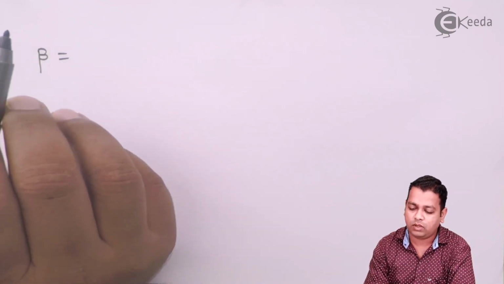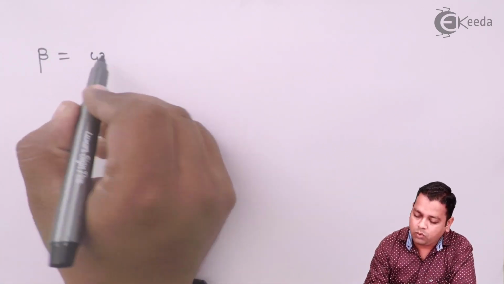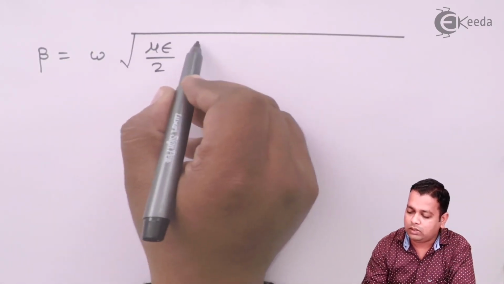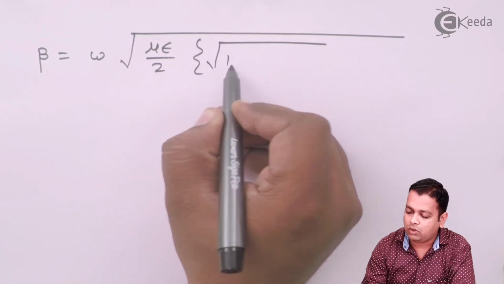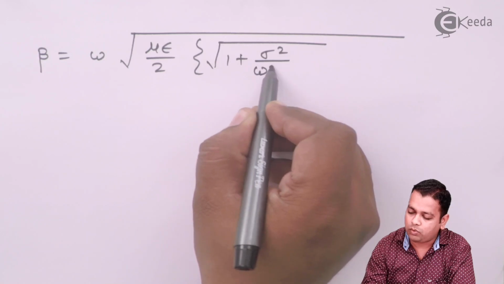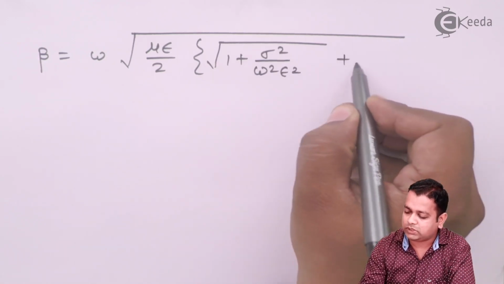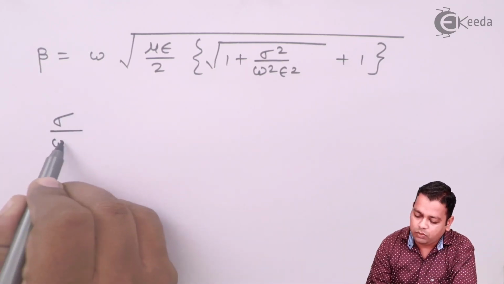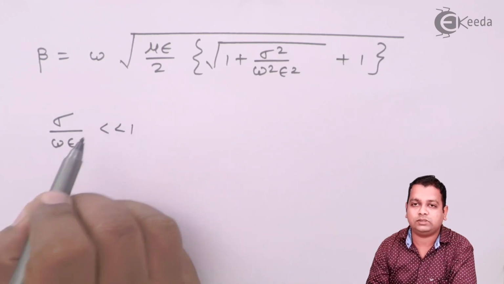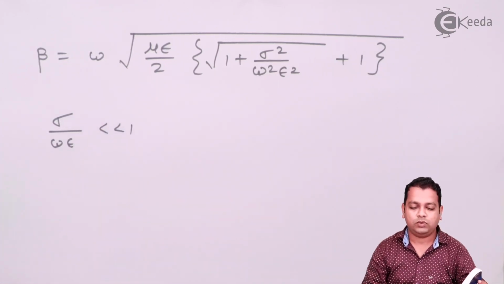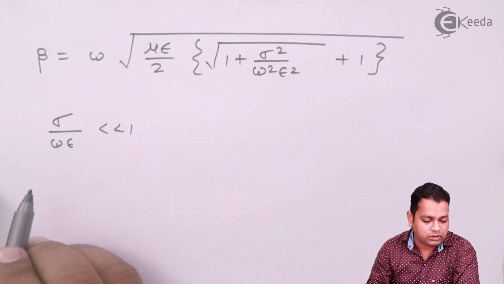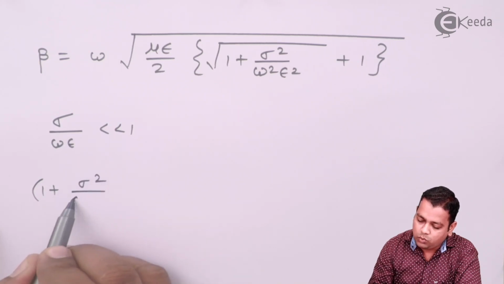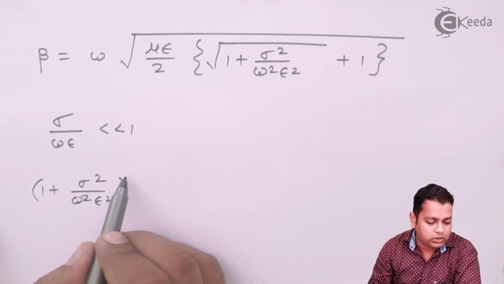For a general conducting medium, beta is given by the formula omega under root mu epsilon divided by 2. Inside the bracket, we again have the under root 1 plus sigma square upon omega square epsilon square, plus 1 here. Here also we will represent sigma upon omega epsilon as very much less than 1. So here again we shall be using the binomial expansion, and it will be 1 plus sigma square upon omega square epsilon square to the power 1 by 2.